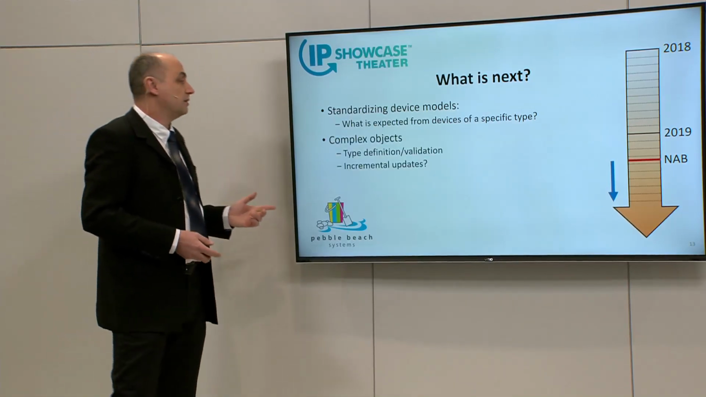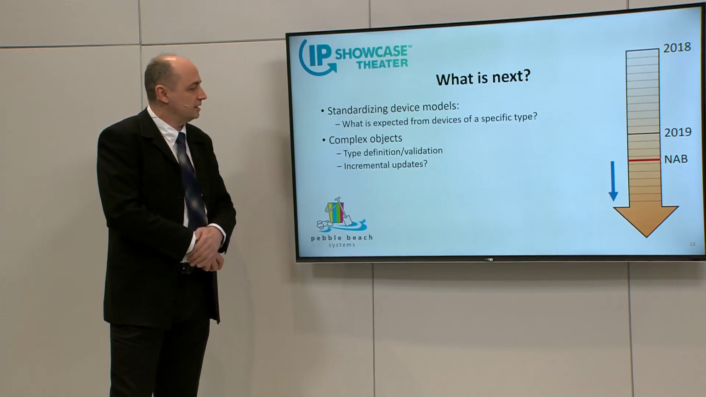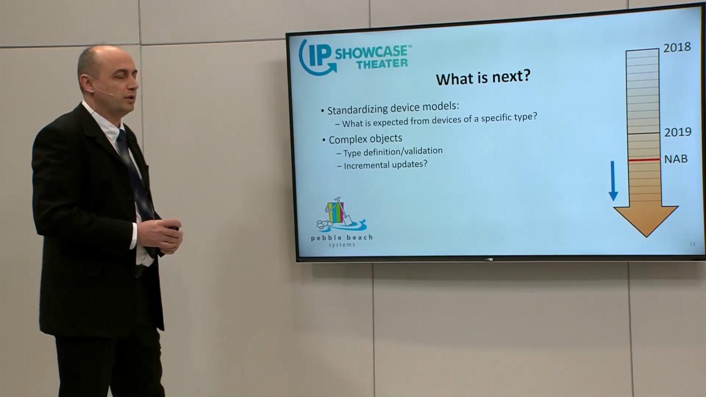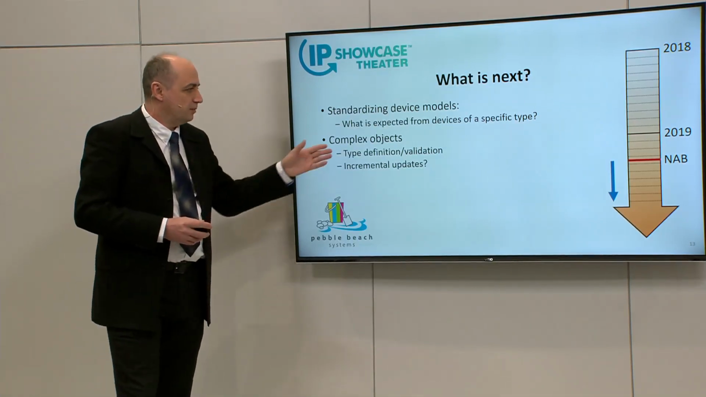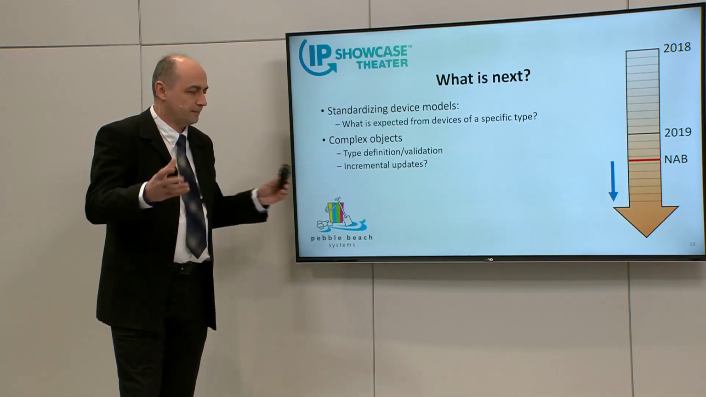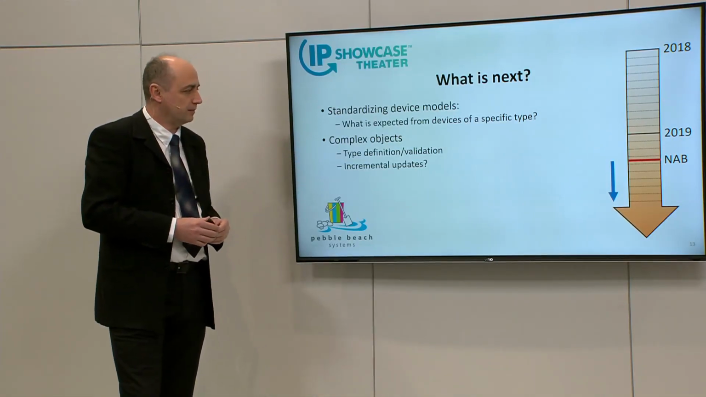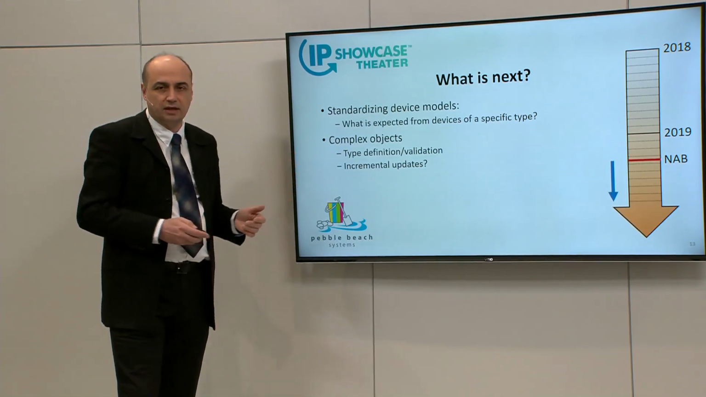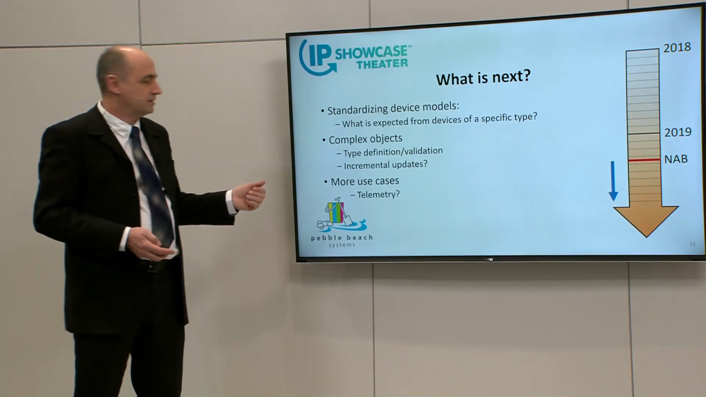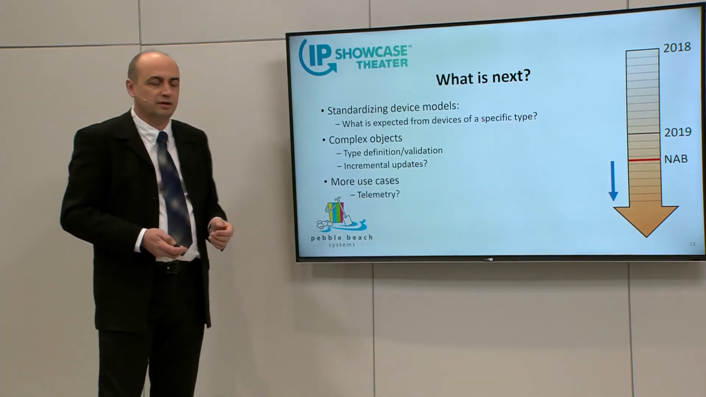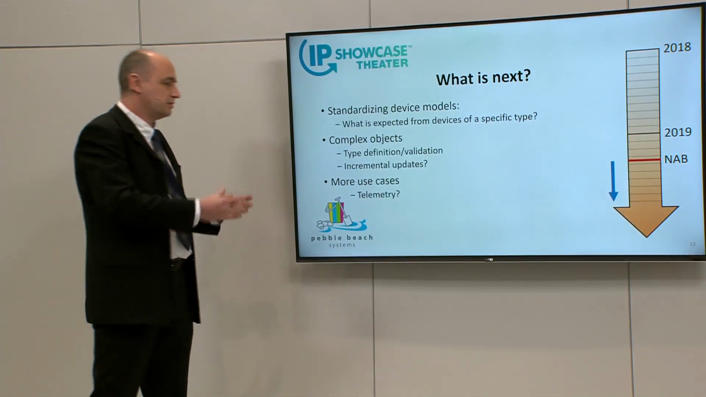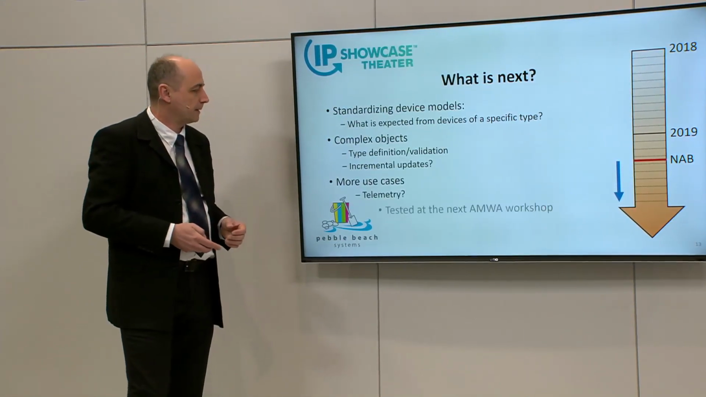The other thing that will probably be discussed in the next stage is how we define complex objects, as right now we are just using elementary types. So how do we define and restrict the payload that goes into there? Also, do we do incremental updates, for example, for some big objects? Adding more use cases: one of the proposals is to carry telemetry data, as we have a placeholder where we could put a structure describing, let's say, an IP port.